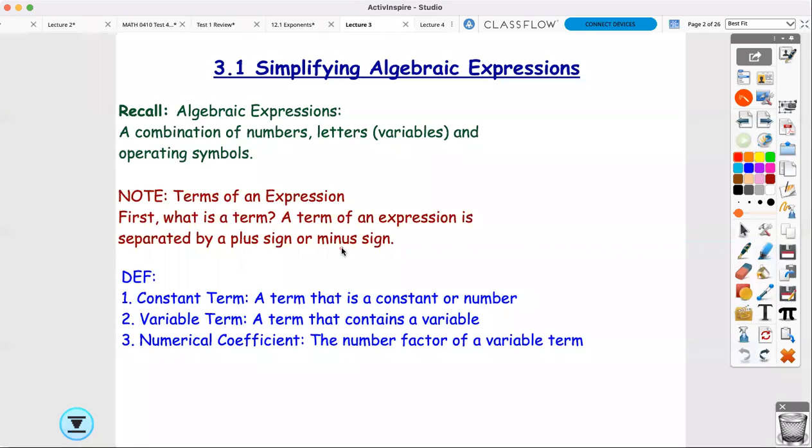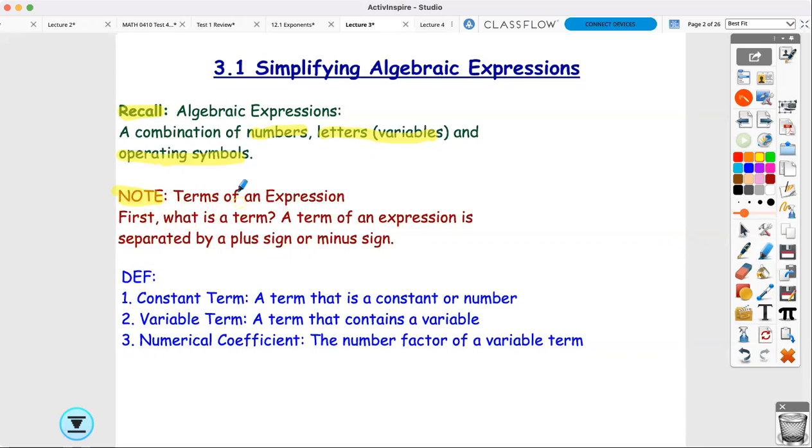All right, let's jump into chapter 3, 3.1, simplifying algebraic expressions. Before we get into it, what is an algebraic expression? Recall, an algebraic expression is a combination of numbers, letters, which are variables, and operating symbols. Operating symbols are different operations, like addition, subtraction, multiplication, division. We're going to stick to those 4 for now.